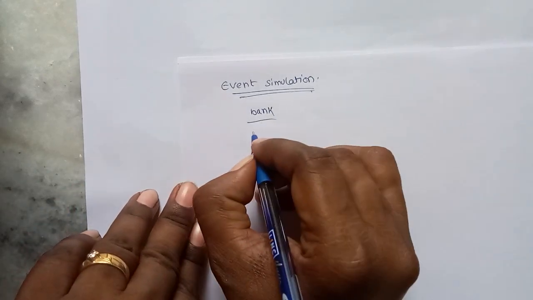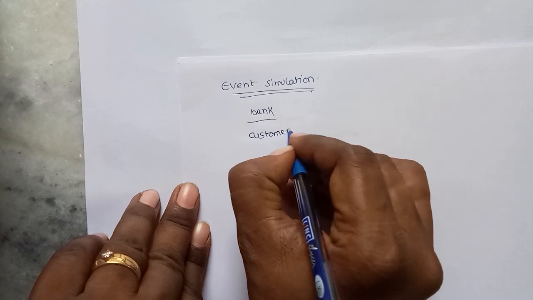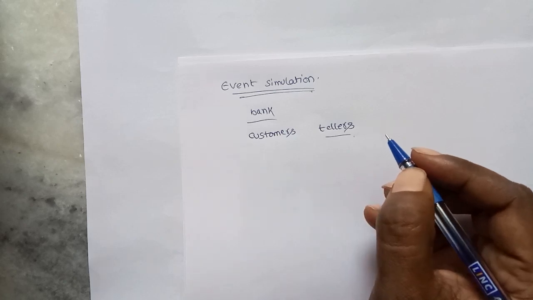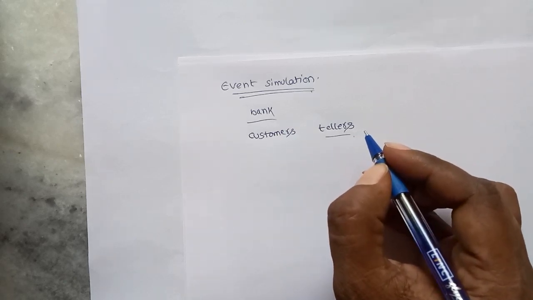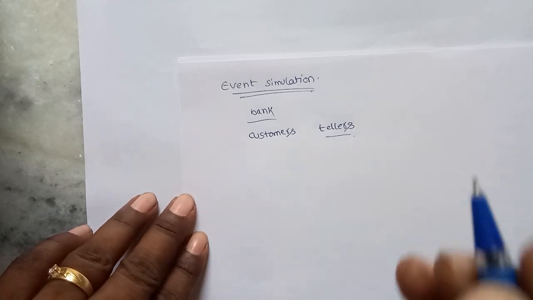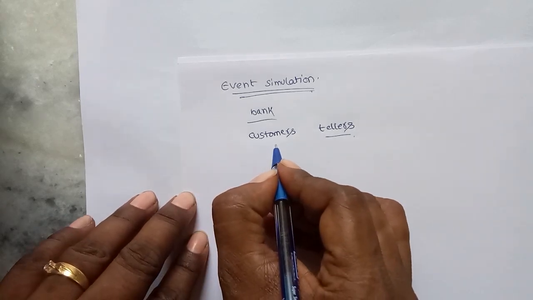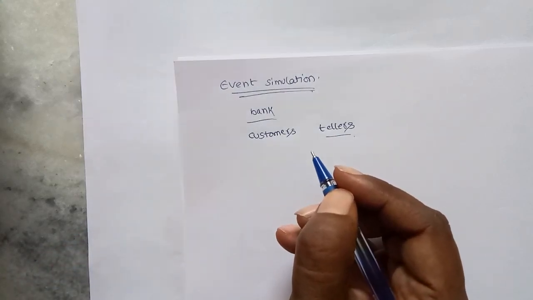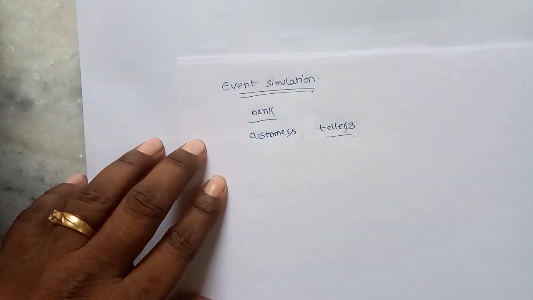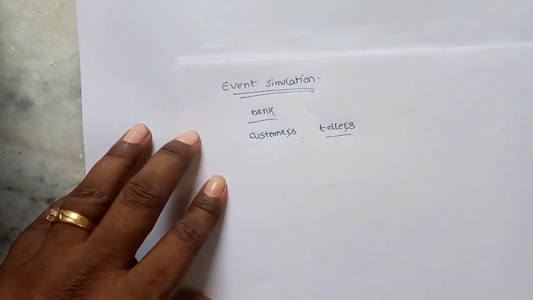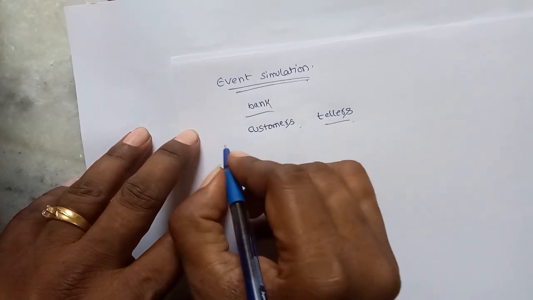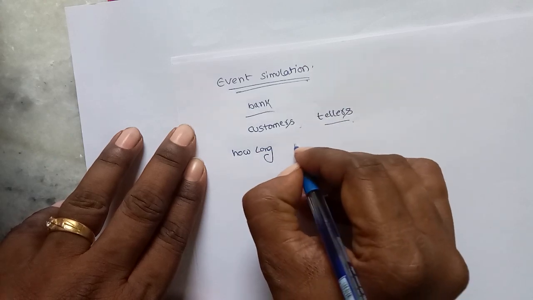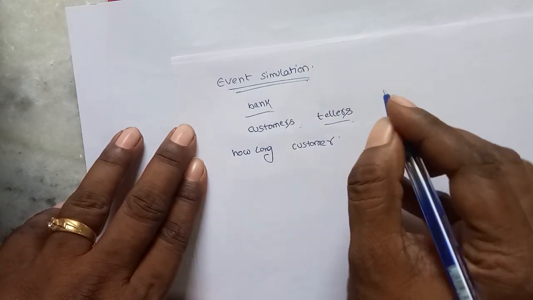Consider a bank example. In this bank example, mainly two kinds of persons. One is customers, second one is tellers. Teller means the person in the bank who provides service to the customers. Generally, based on customer arrival time and customer departure time, we are using a probability distribution. Suppose, what is our question? Our simulation is how long on average a customer has to wait.